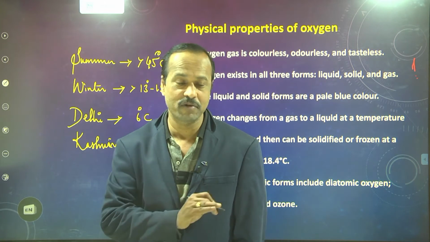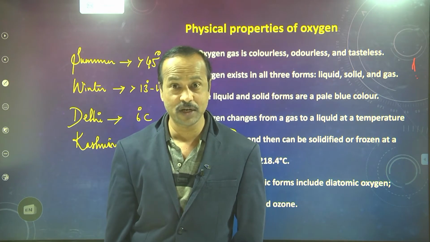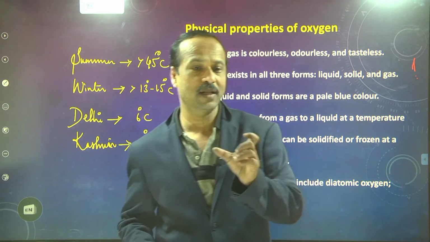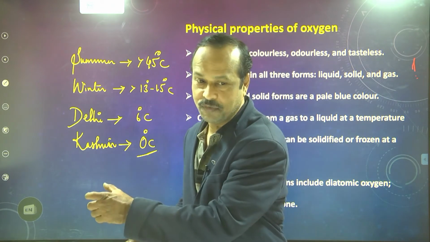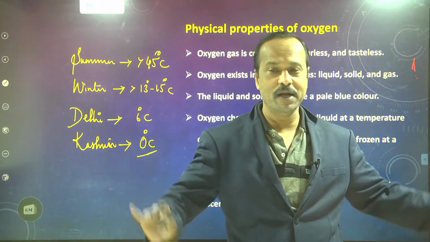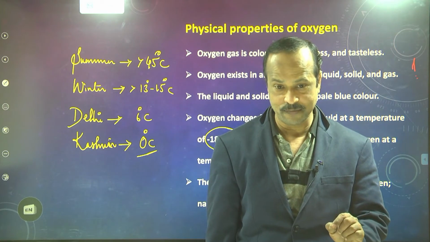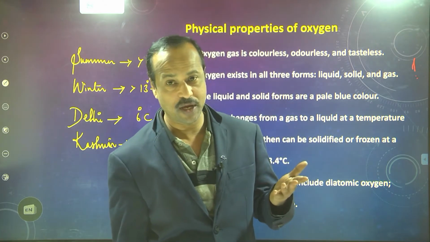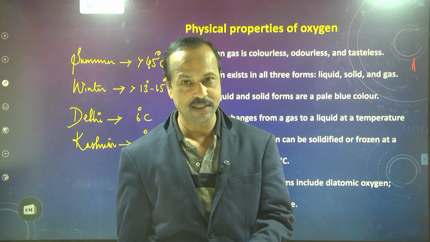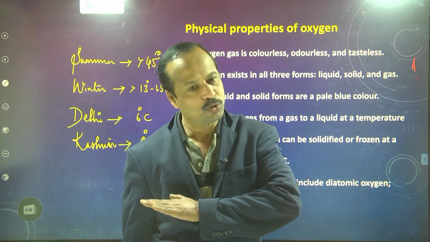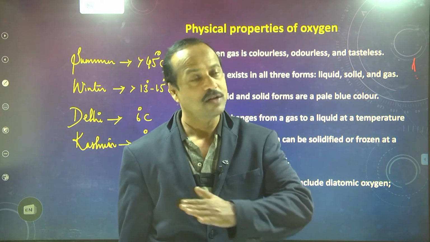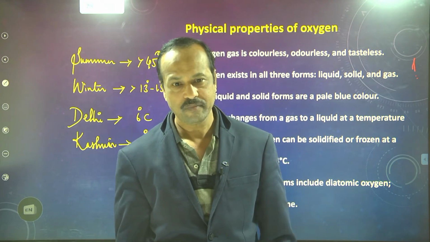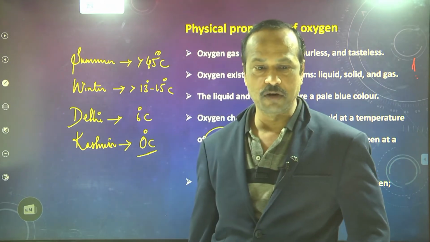The water will be converted into ice. If you take a glass of drinking water and keep it outside for a few minutes, it will become ice. That is 0 degrees Celsius. In Kashmir there is the Dal Lake. In the winter season, December to January, the upper layer of the lake water becomes ice, and the people skate on it.